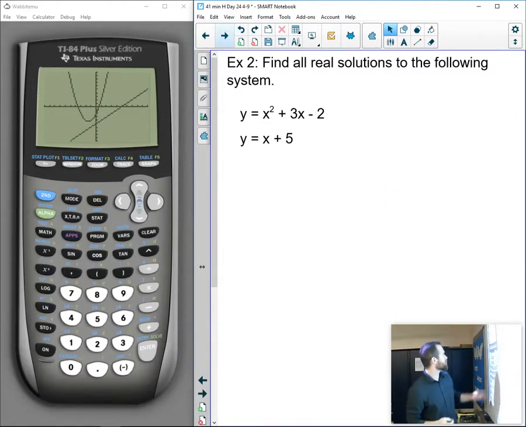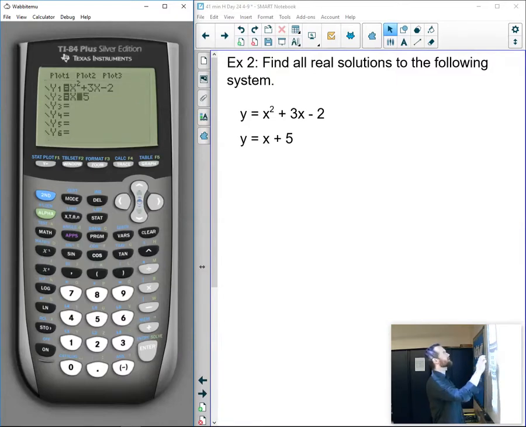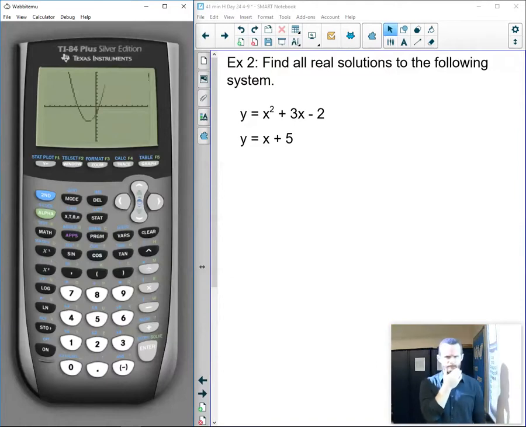Find all real solutions to this system. So let's plug this in. Most of this is actually identical. So it's still x squared plus 3x minus 2. We just have to change the x minus 5 to an x plus 5. Then we hit graph. There's the quadratic. There's our linear. Now here we see two solutions. This is a situation where they're crossing twice.